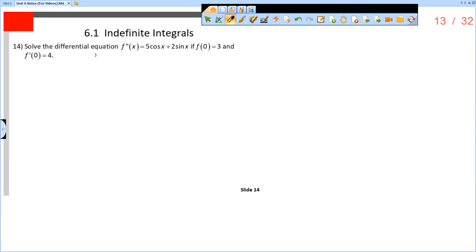So this is a standard second-order differential equation. We're given that f double prime of x is equal to that. The first thing we recognize is that f double prime is the derivative of f prime. So d f prime of x over dx is equal to 5 cosine x plus 2 sine x. The first step is to separate the variables.